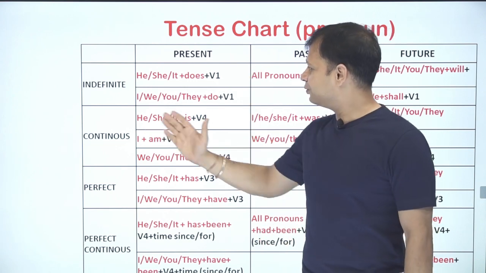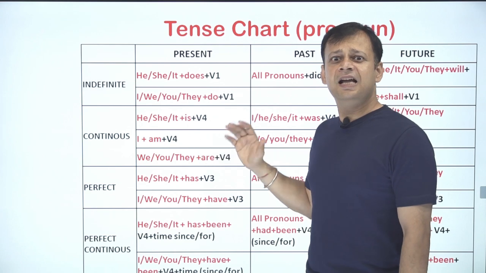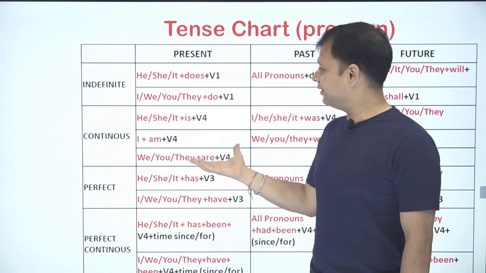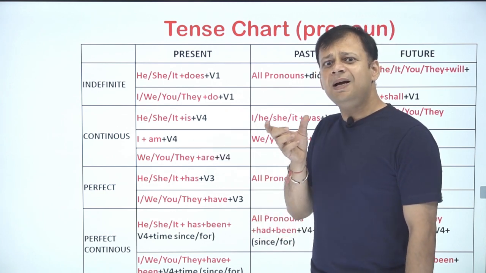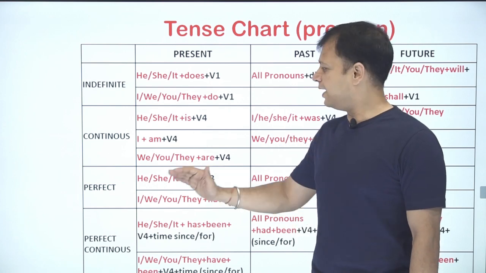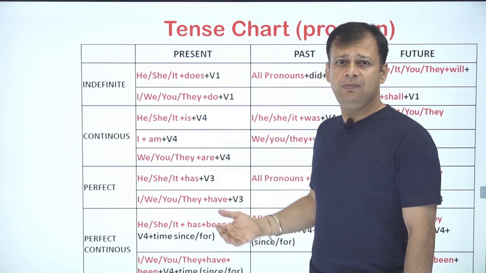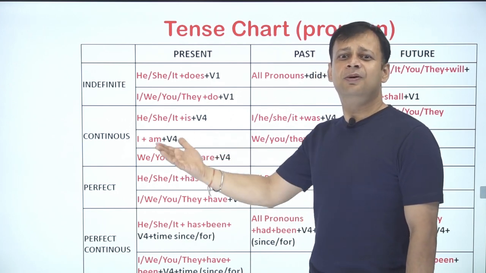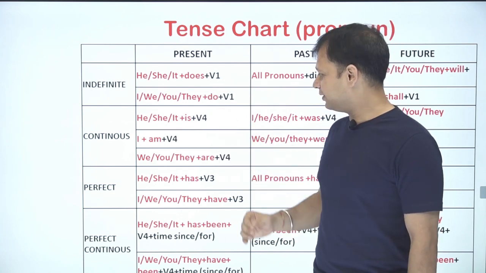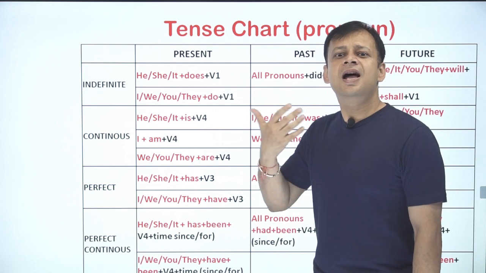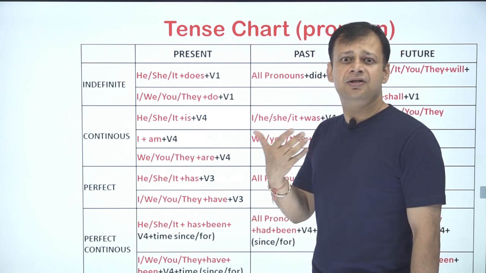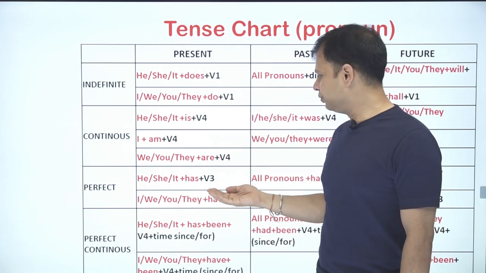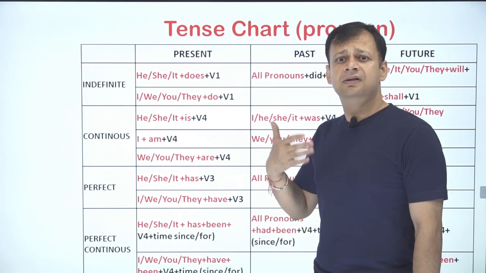In case of present continuous, he, she, it can be used with is plus fourth form, the ing form of the verb. And here we have an interesting change. The helping verb am is only used with I. So I plus am plus fourth form, the ing form. And we, you, they can be used with are plus ing form, the fourth form. In case of present perfect, he, she, it can be used with has. So you can practice he has, she has, it has plus third form because it is perfect tense. And I, we, you, they can be used with have plus third form.